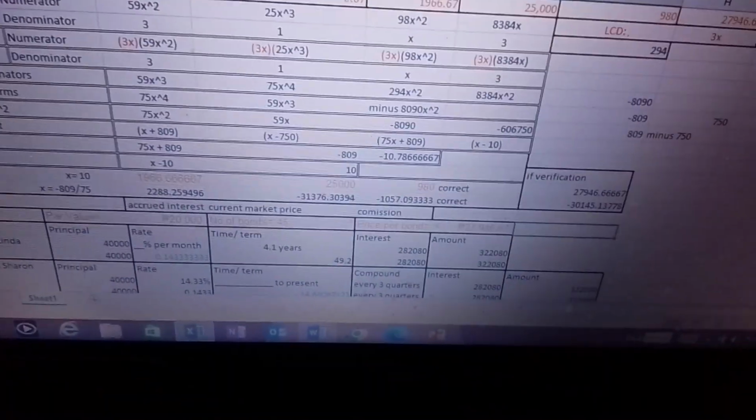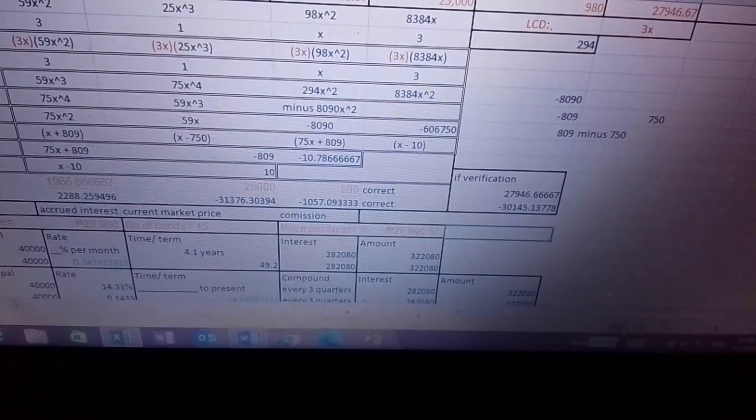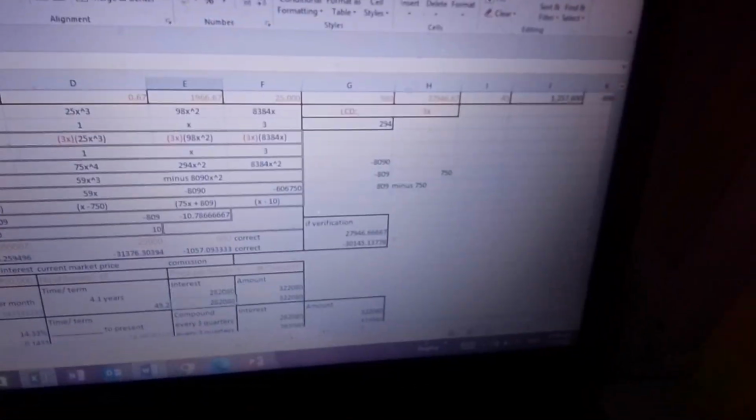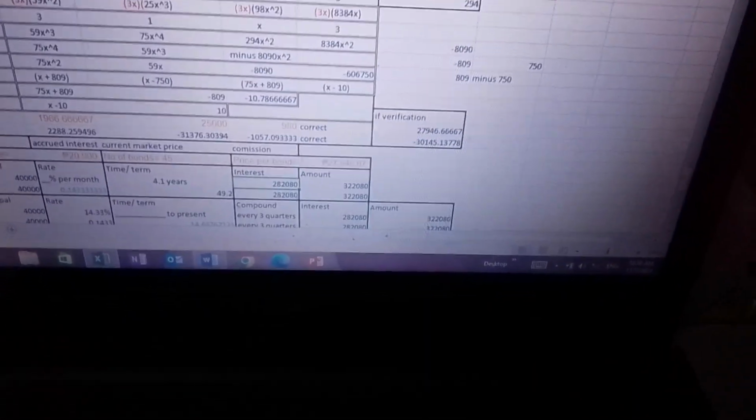Remember, you have the principal times the rate times the time, the interest, and the amount. You already know what to do. First, remember you're given the P and the A, so all you have to do is solve for I. It's easy. Just subtract the two values together, and you're supposed to get 282,880.